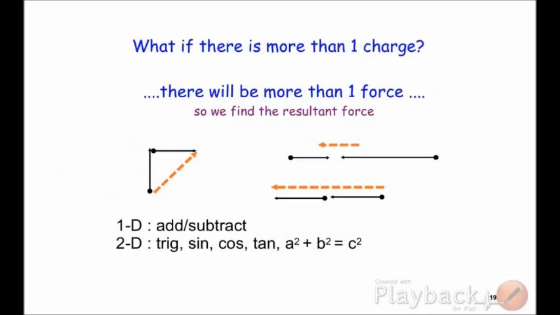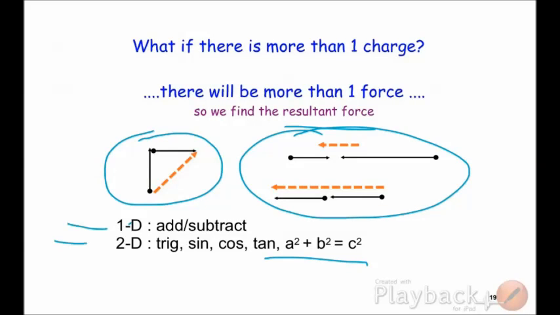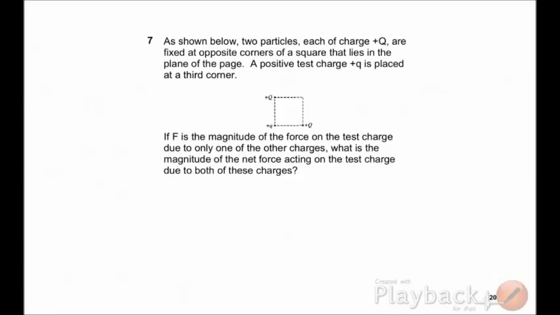Now this is all fairly easy if you have only two charges, but sometimes you have more than two, which means you have to put those forces together and find the resultant force. Now if they make a triangle, you're going to have to use a squared plus b squared equals c squared. If they're linear, you're just going to have to add or subtract them, just like you would if you had multiple forces. For example, here's a question. As shown below, two particles each have a charge of q and are fixed at opposite positions, and they want to know the magnitude of the force.